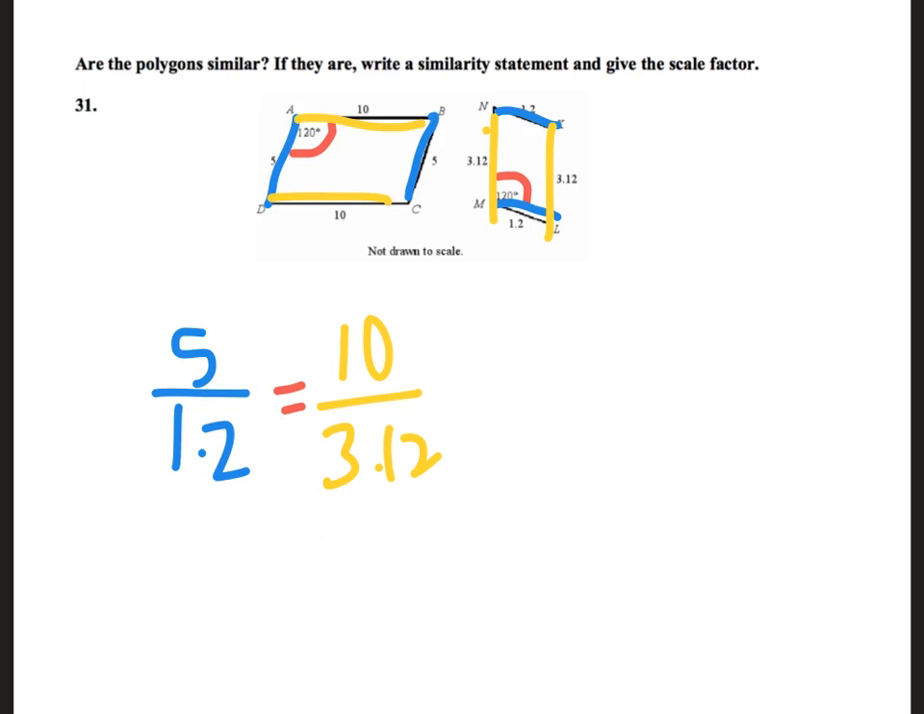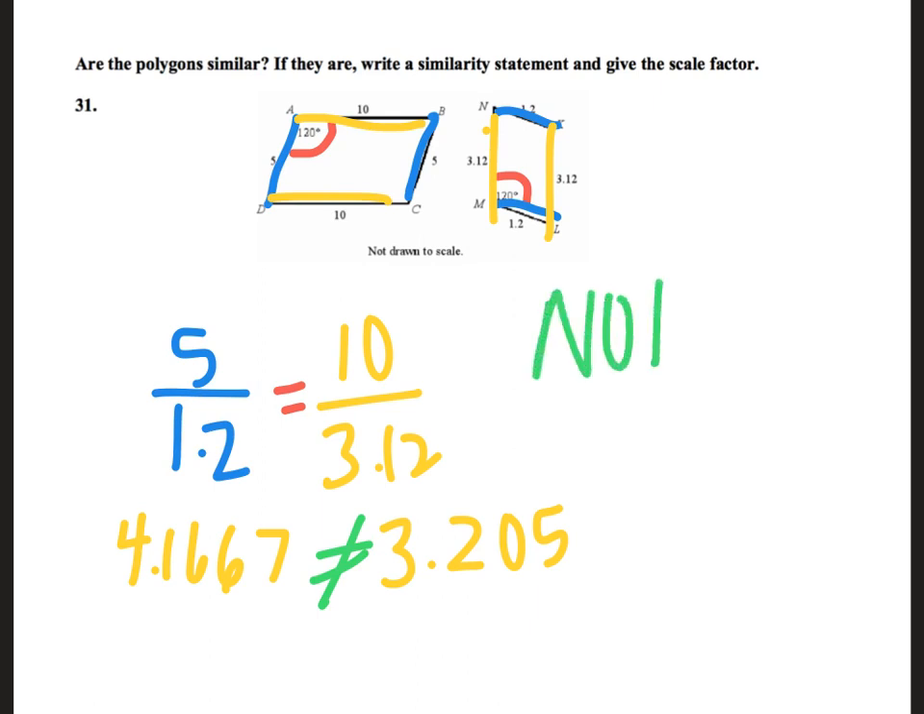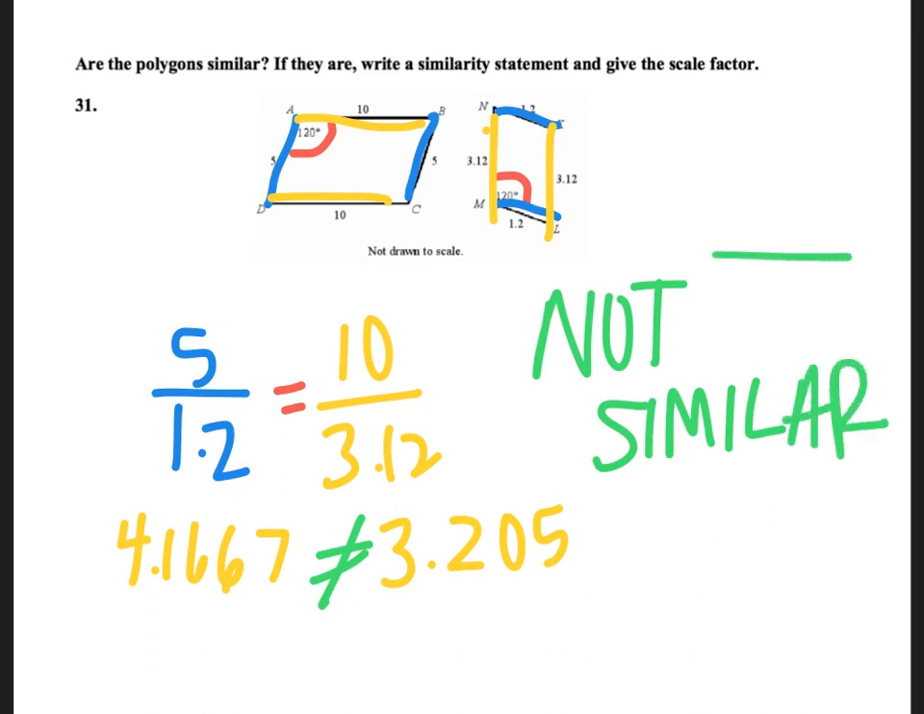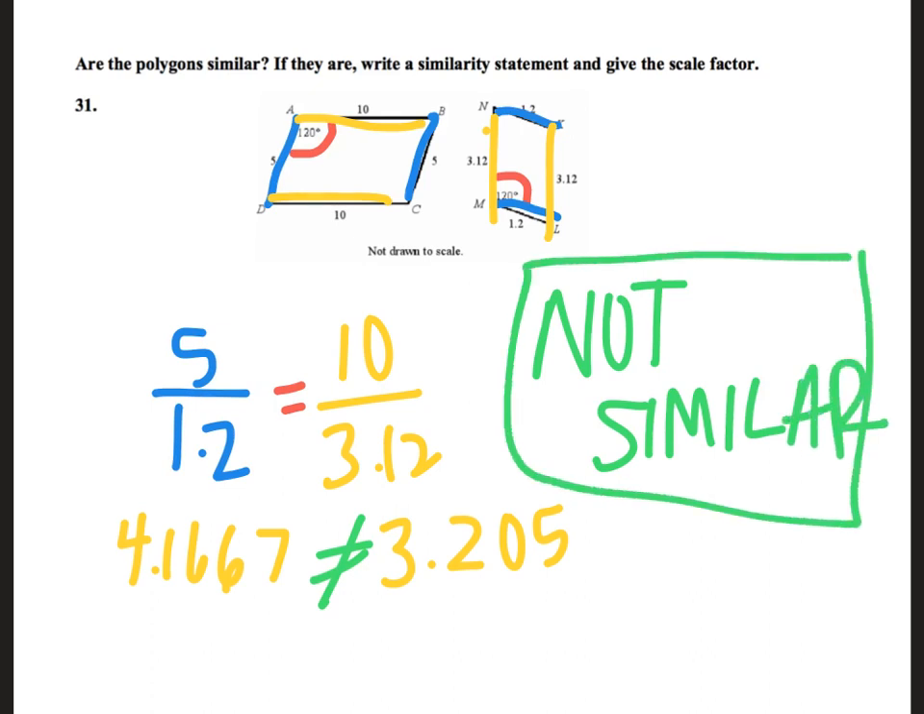Now if I throw this in a calculator, I do 5 divided by 1.2. This one is like 4.1667. And then if I do 10 divided by 3.12, that one is 3.205. So these two are not equal, which means that my polygons are not similar. In that case, I'm done. I don't have to do anything else, and that is my final answer.